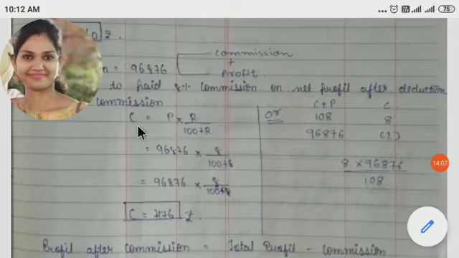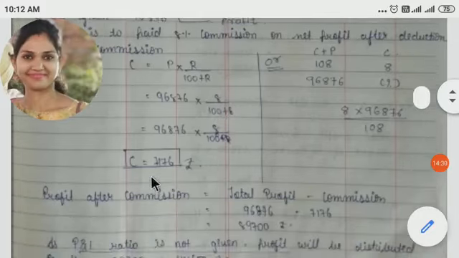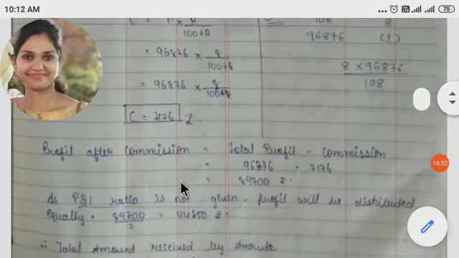Otherwise you can use this formula also. According to the textbook method, the formula is C, commission, is equal to P into R upon 100 plus R. P means the profit, 96,876, into R, the rate, 8, upon 100 plus R, which means 108. In the same way you get the answer 7,176 rupees.